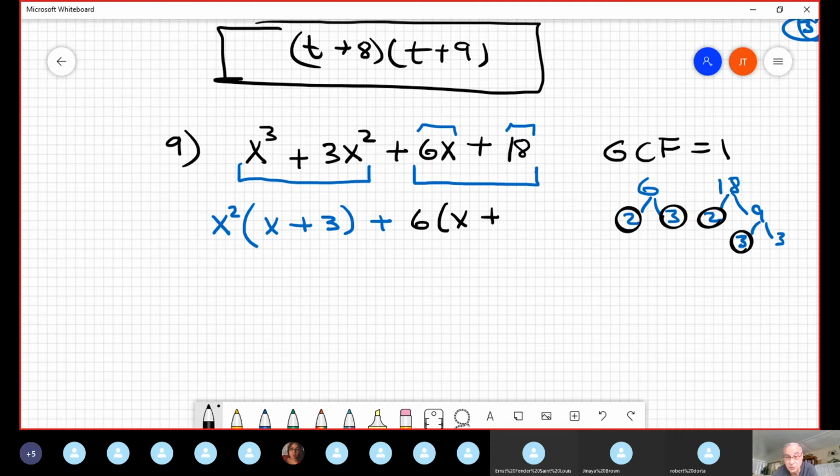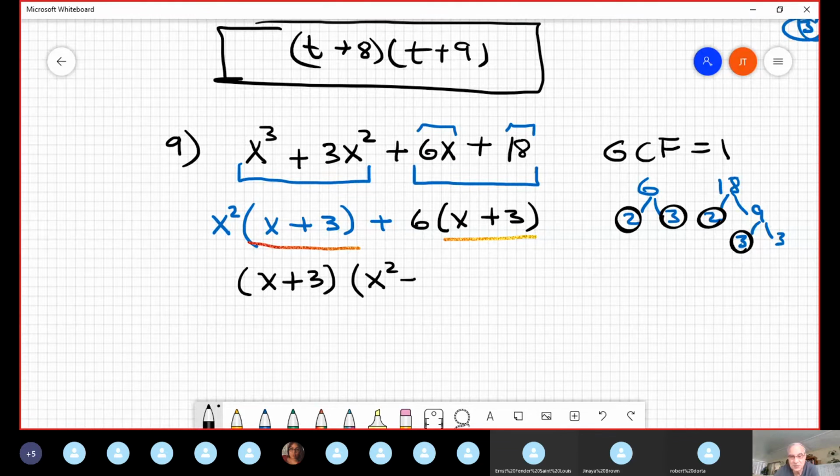We have x plus 3. Yes or no? Okay, now I can see rainbow color. Look, this factor is equal factor. How does my face look? Sad or happy? Happy. Entonces x plus 3. I factor out x plus 3 and stay x squared plus 6.